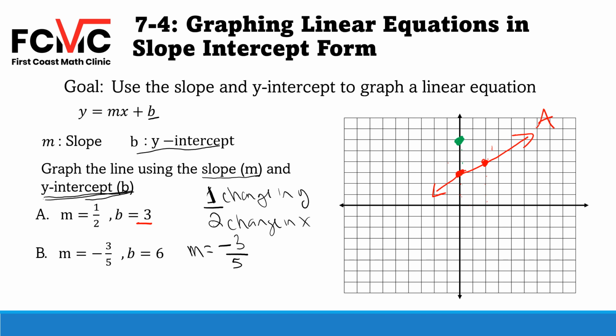When we have a negative slope, I like to attach the negative to the numerator. So our change in y is negative 3, and our change in x is positive 5. We're going to go down 3 because our change in y is negative 3, but we're still going to go right 5 because our change in x is still positive. So starting at 6, let's go down 3, 1, 2, 3, and then right 5, 1, 2, 3, 4, 5, and then connect these two points. Let me draw that a little straighter. There we go. And this is our graph for line B.